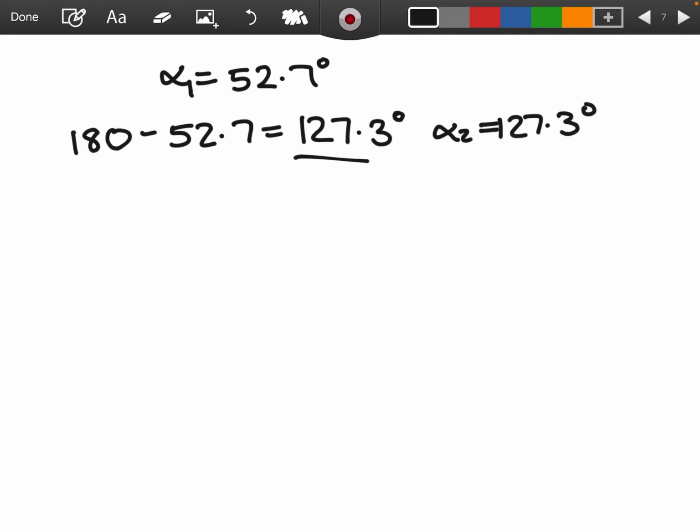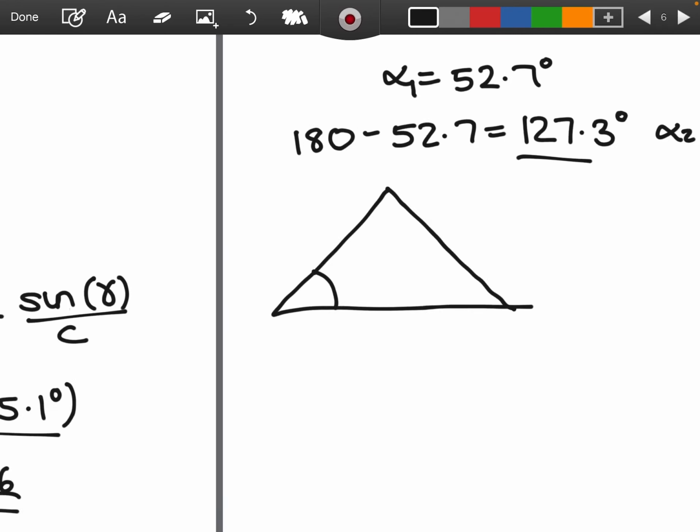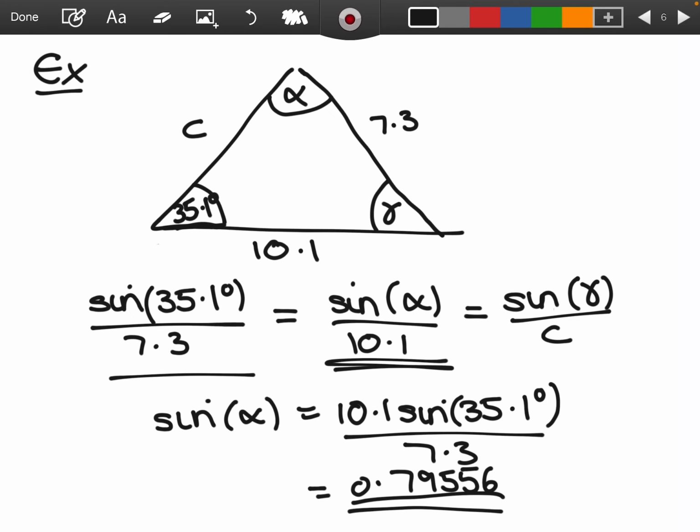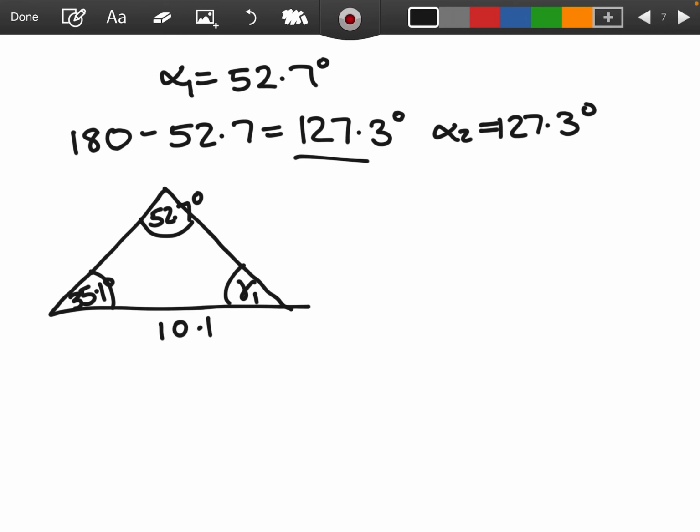Okay. So we're going to be solving two different triangles here. First thing I'm going to do is to solve the first triangle where I know that alpha 1 is going to be 52.7. So I know that if we go back to our drawing here, that bottom angle is 35.1. This angle here would be 52.7. I don't yet know my third angle, gamma. We'll call it gamma 1 for our first triangle. And at the moment, I know I've got 10.1 down here, 7.3 here, and I don't know C. So this is triangle 1. And I still have to solve for gamma 1 and C1.